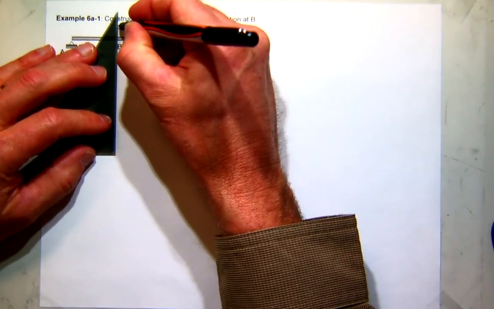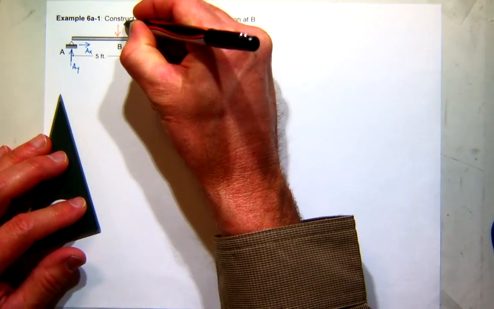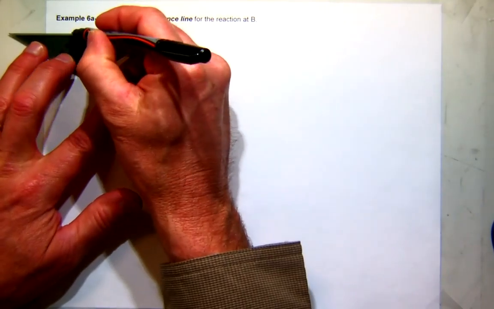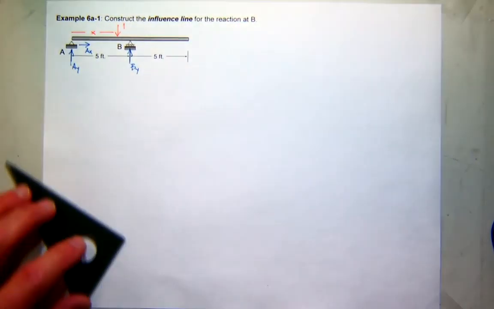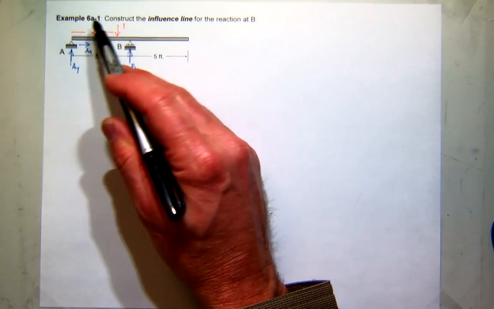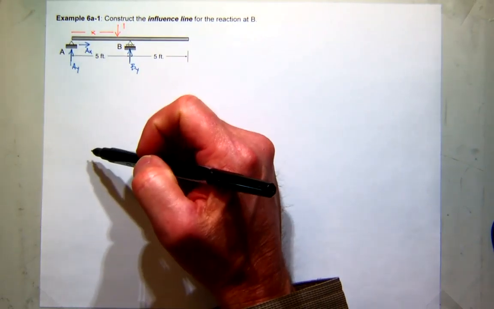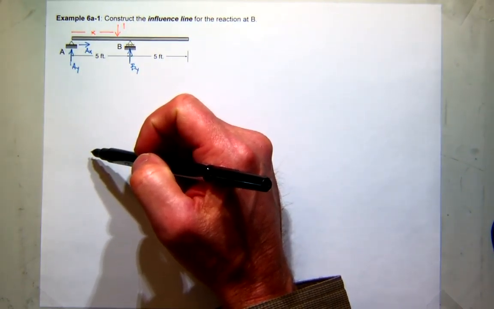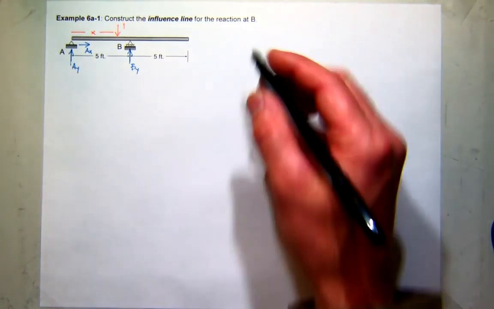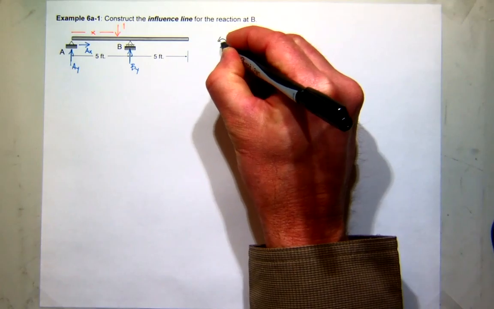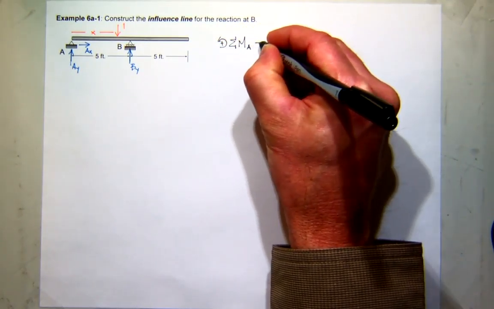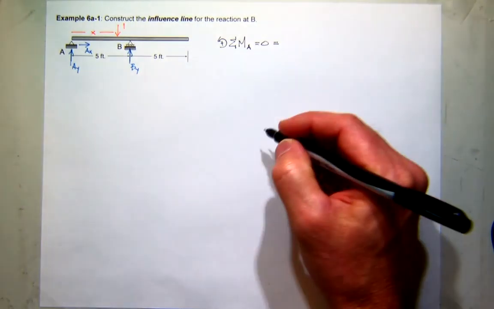Well, let's just say this is our unit load, 1, and it's located at distance x from the left-hand side. Can I solve for the reaction at B for this load scenario? Yes, of course. And how would I do that? Yeah, if you sum moments at A and make sure the structure is in equilibrium, what do we get?